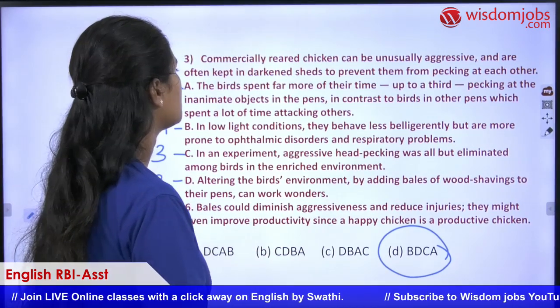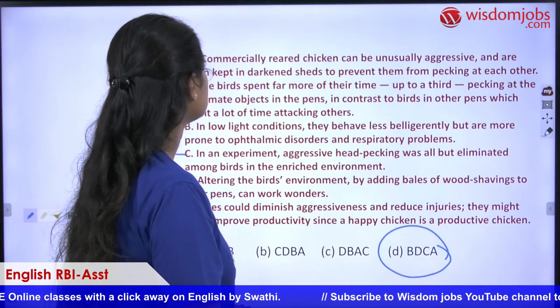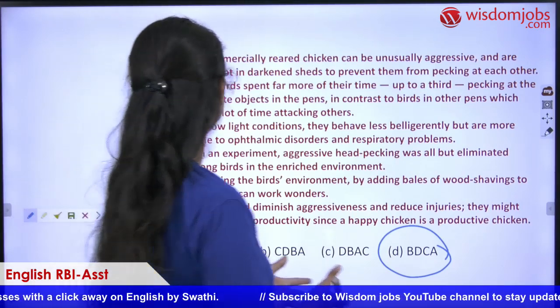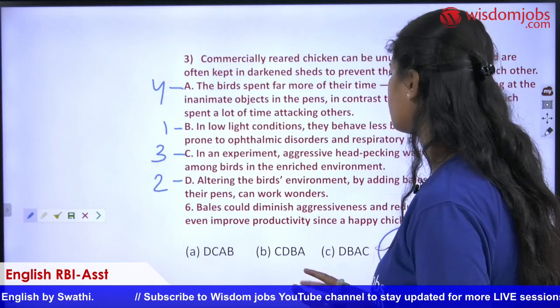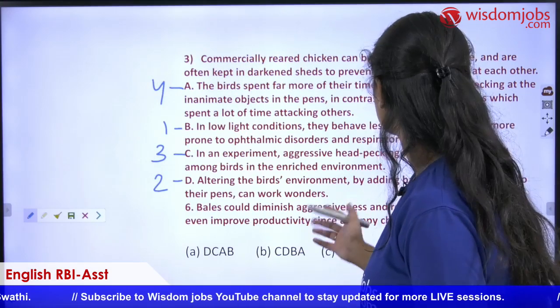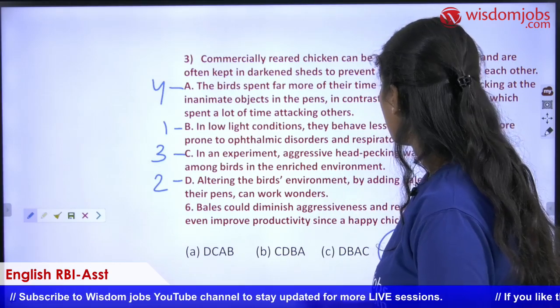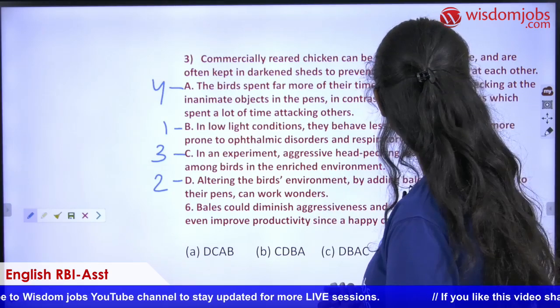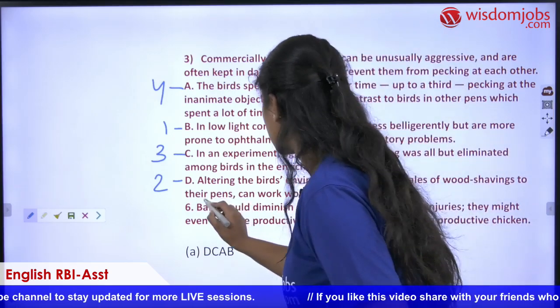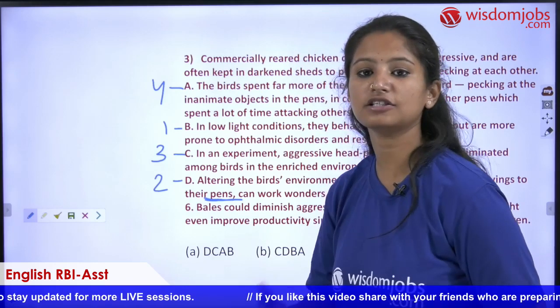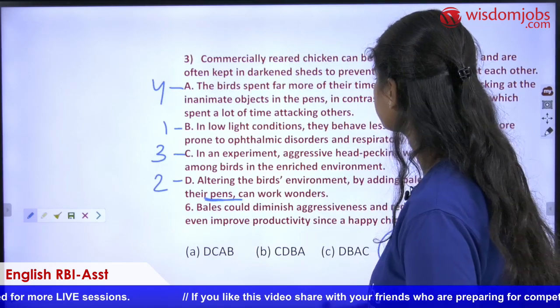Commercially reared chicken can be unusually aggressive and are often kept in darkened sheds to prevent them from pecking at each other. In low light conditions, they behave less belligerently but are more prone to ophthalmic disorders and respiratory problems. Altering the bird's environment by adding bales of wood shavings to their pens can work wonders. Where pens has been discussed for the first time in the paragraph.